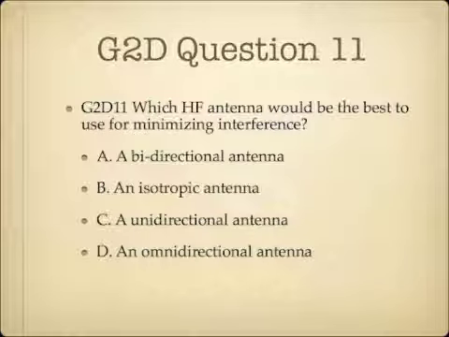Question 11. Which HF antenna would be the best to use for minimizing interference? A. A bidirectional antenna. B. An isotropic antenna. C. A unidirectional antenna. Or D. An omnidirectional antenna.